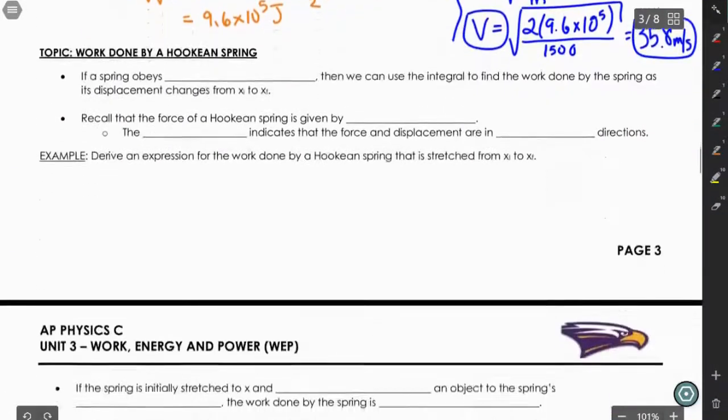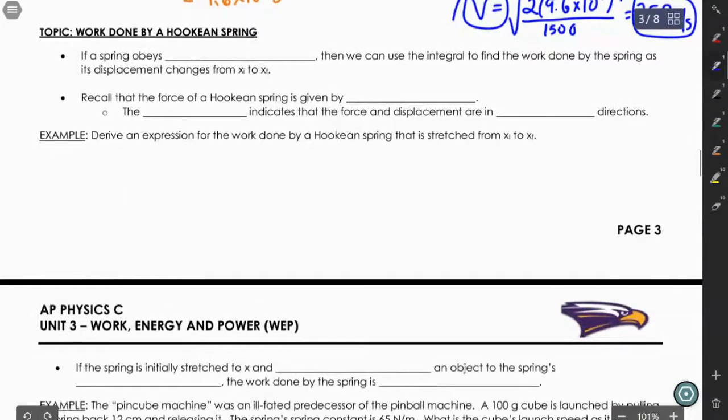Okay, so in the previous video, we talked about work done by variable forces, but now we're going to look at a specific force that is varying often. So if a spring obeys what we call Hooke's law, which is that F equals kx, or actually negative kx, then we can use the integral to find the work done by the spring as its displacement changes from xi to xf.